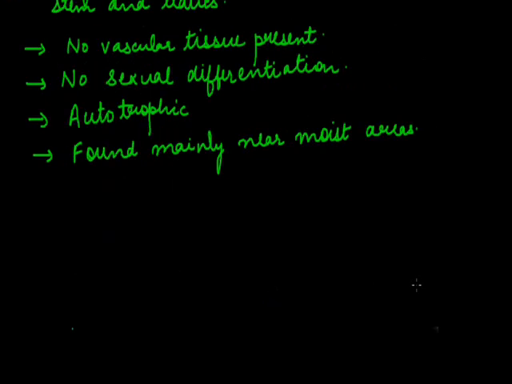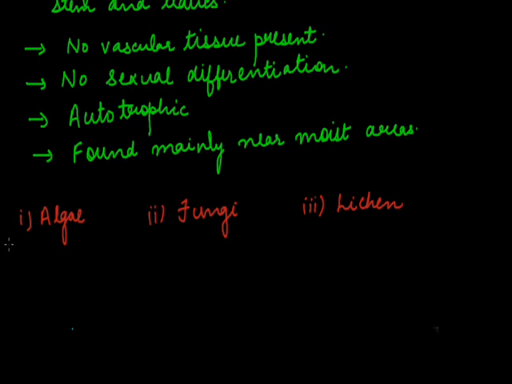Now these Thallophyta comprise three main categories, namely algae, fungi and lichen. Firstly, we'll discuss algae.